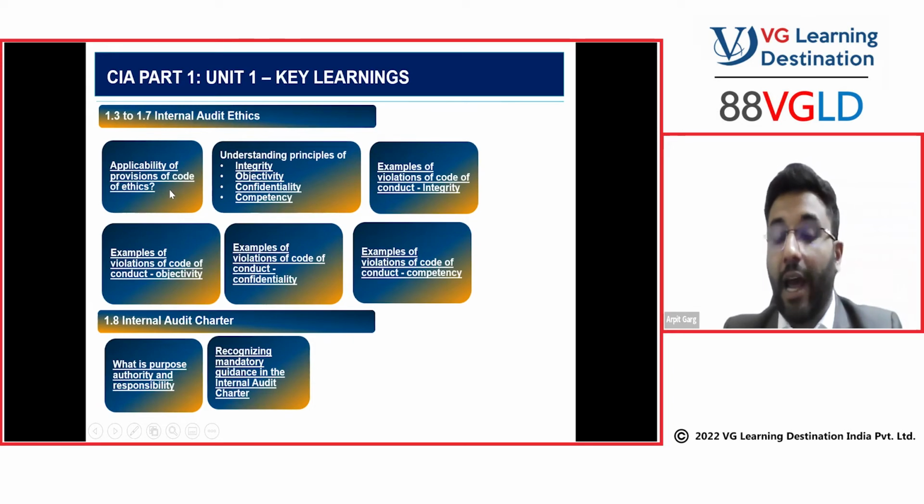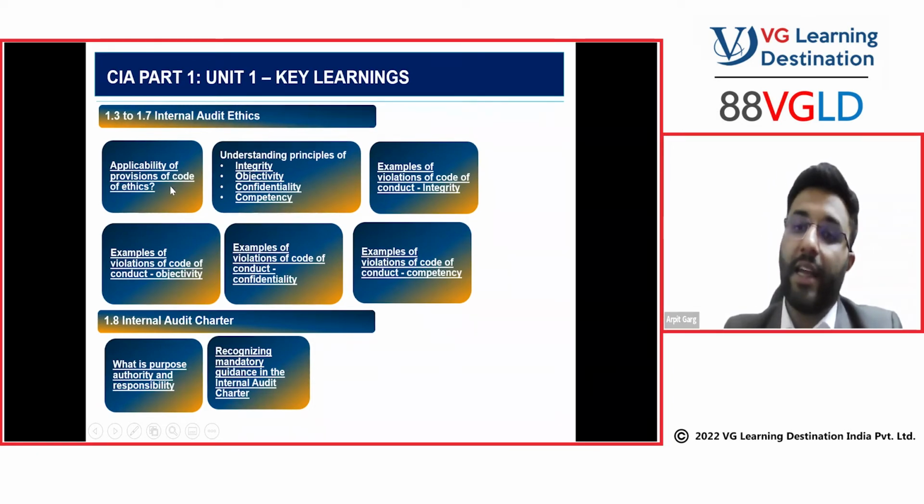We're going to cover the applicability of the provisions of the Code of Ethics. It's again very important to understand whether this Code of Ethics is applicable only to CIAs or the members of internal auditors, or is it applicable to everyone who is in the internal audit profession? Second is understanding the different principles. So we have 4 principles for integrity, 3 principles for objectivity. Similarly, we'll have to read the count of principles for confidentiality and competency.